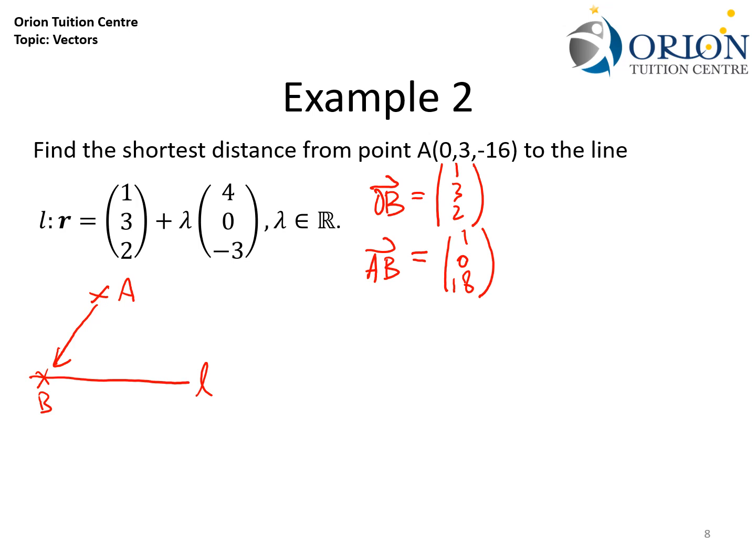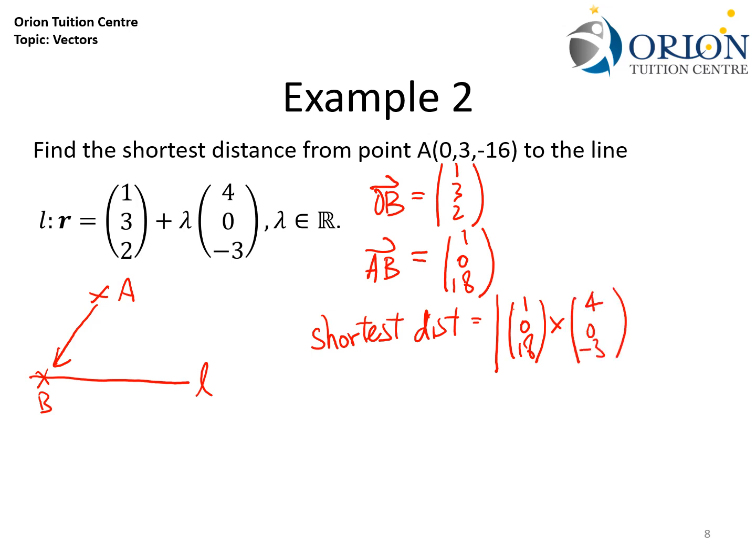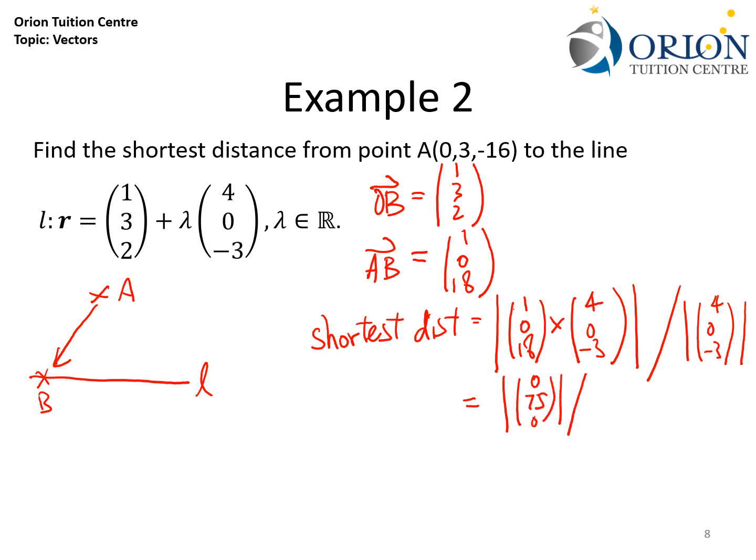And thereafter, I can perform my cross product using the length of rejection formula. So the shortest distance equals the mod of (1, 0, 18) cross product with (4, 0, -3) divided by the mod of (4, 0, -3). Let's simplify this cross product. This will give me the mod of (0, 75, 0) divided by the mod of (-4, 0, -3), which becomes 75 divided by 5, and this gives me 15 units, which is the same answer as in example 1.